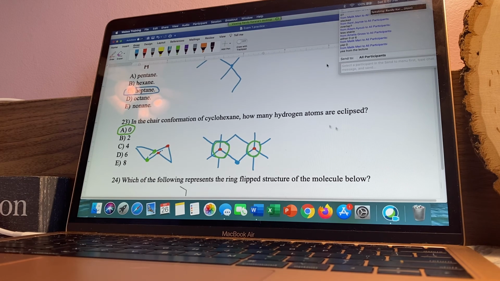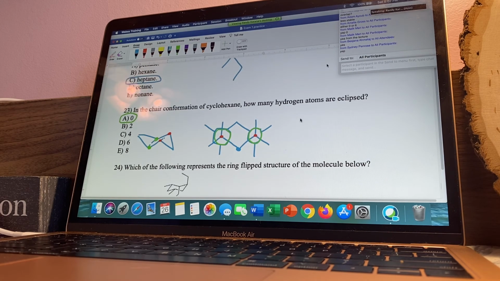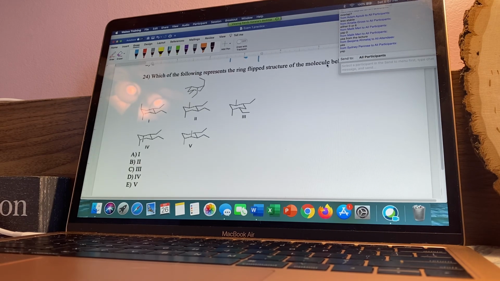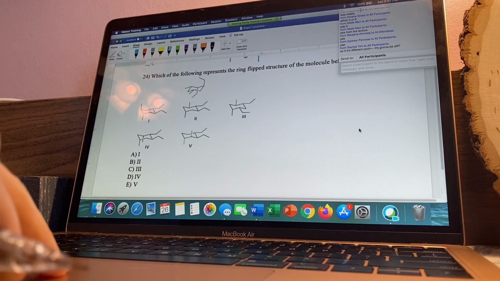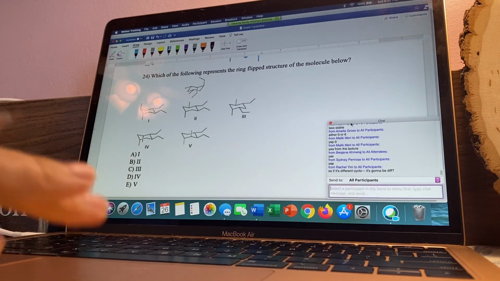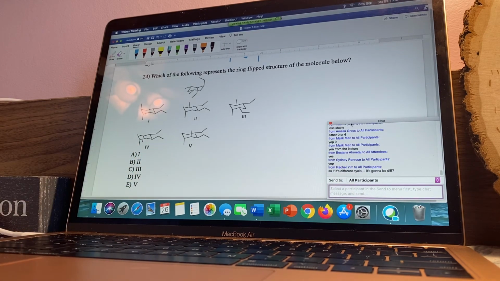Everyone good on this? All right, cool. And final one, let's go with number 24. I don't think he's going to ask you about a different cyclo one. I know cyclopropane has eclipsed hydrogens, a lot of them, but I wouldn't worry about that. But good question, really good question.